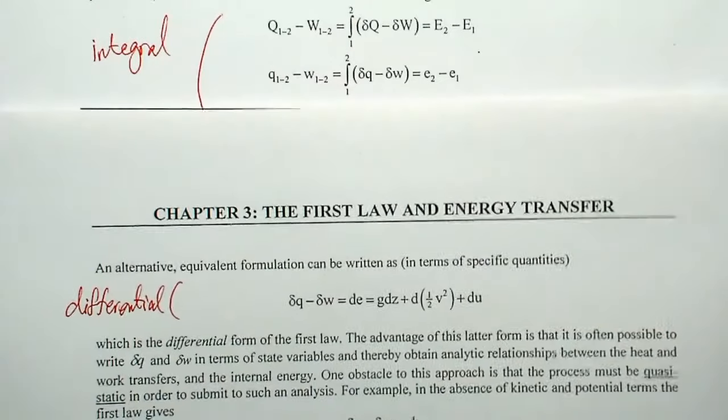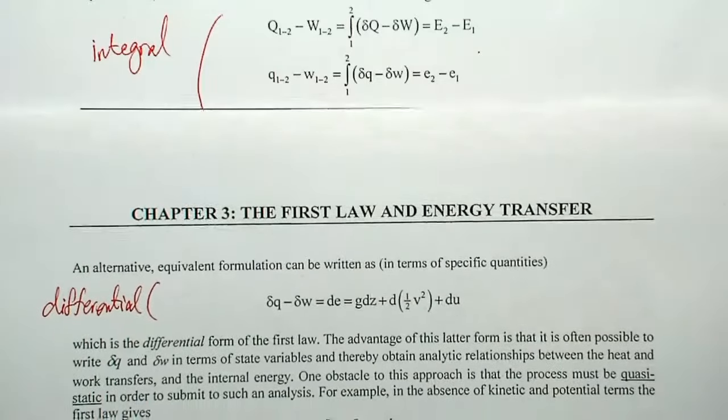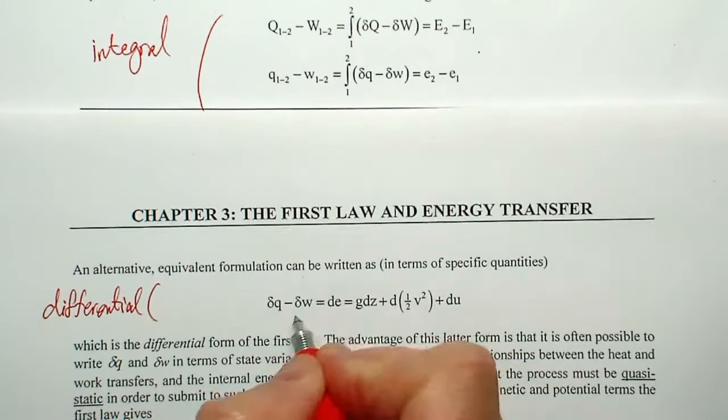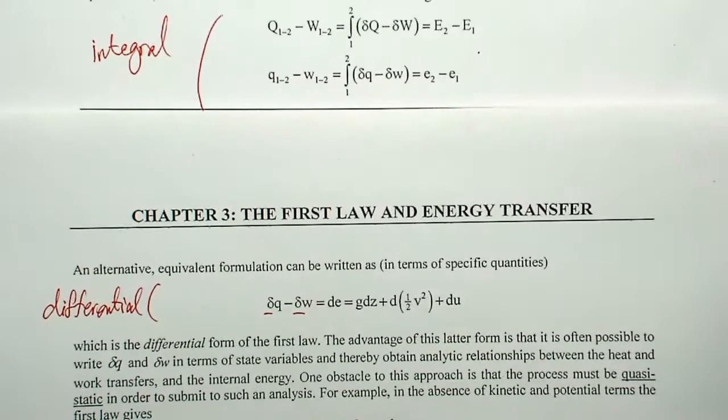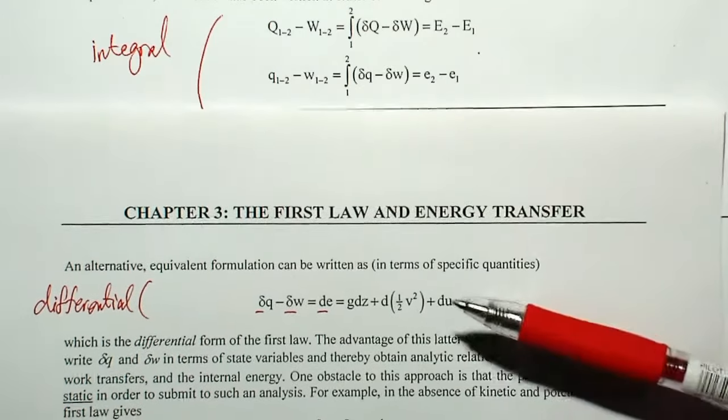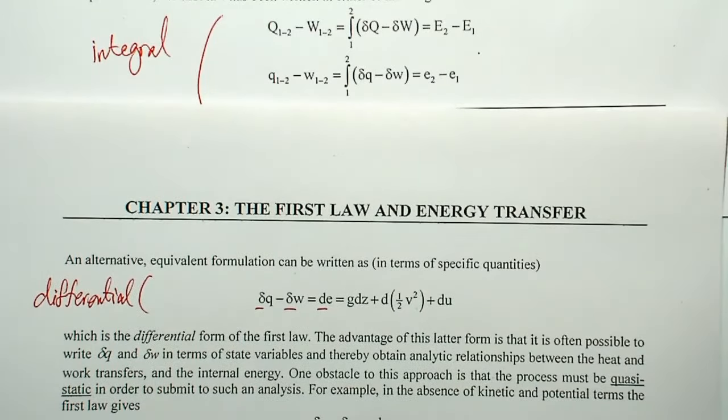Now let's just look at the difference here. Everything is expressed in a differential form. Again, remember delta for work and heat because these are not properties, and d for the internal energy because the internal energy is a property. Now, why do we have to care about these two forms? I think it's more about this one and why and when we can use this format. There is a very good advantage of using this format.